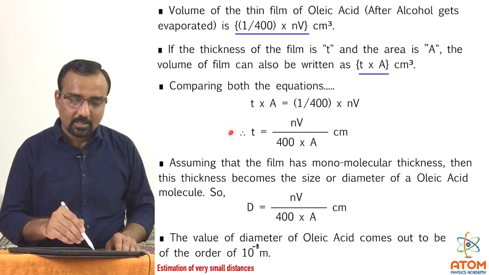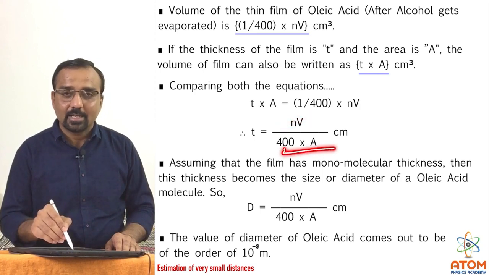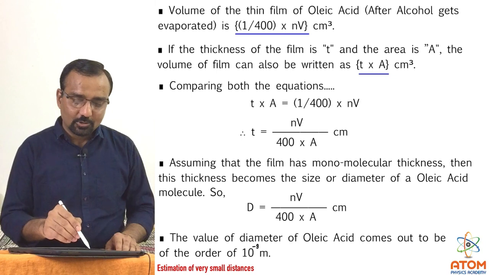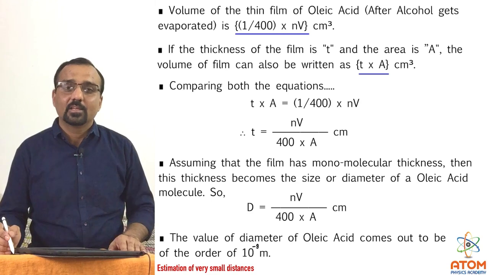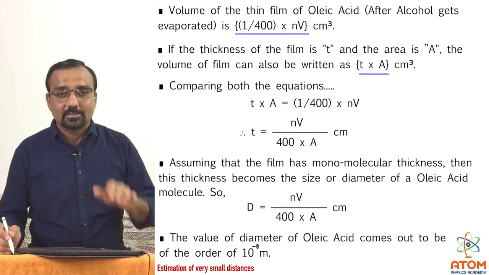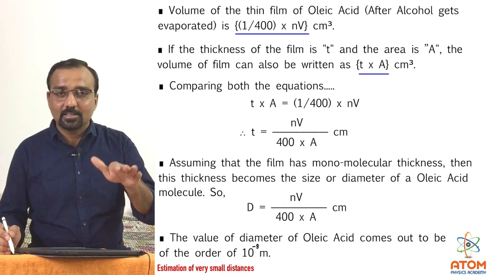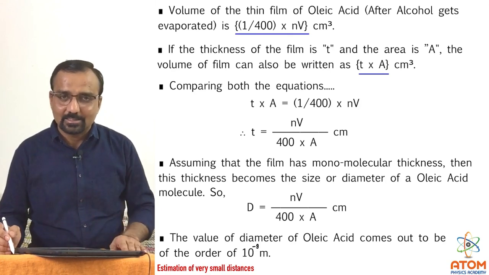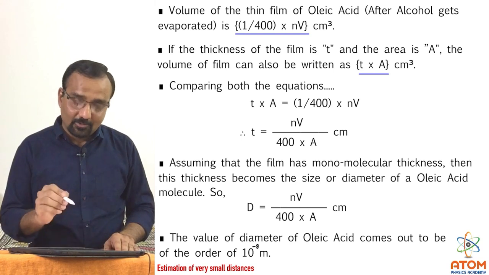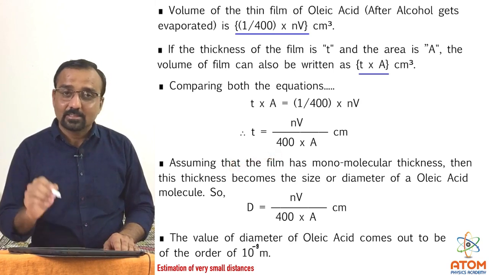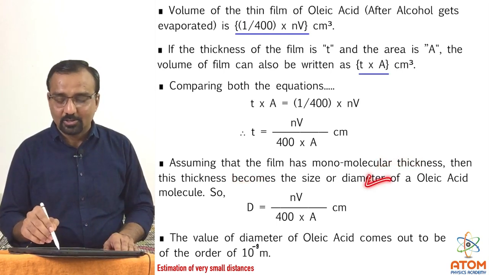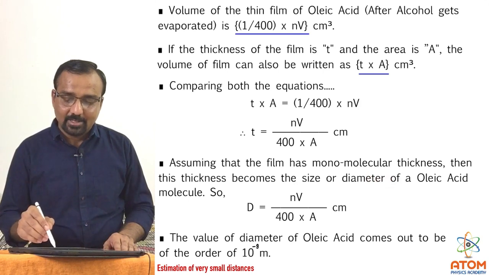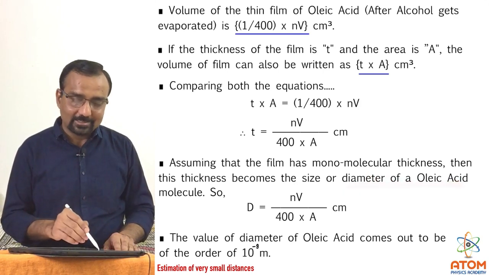So, from this, if we make T the subject, you get NV upon 400 A centimeter. This gives us the value of T, that means the thickness of the thin film. Now, in the very beginning we have discussed that the thickness of the thin film is nothing but the diameter of the oleic acid molecules. That is why we can say, assuming that the thin film has monomolecular thickness, the thickness becomes the size of the molecular diameter. That means it is the diameter of the oleic acid molecule.